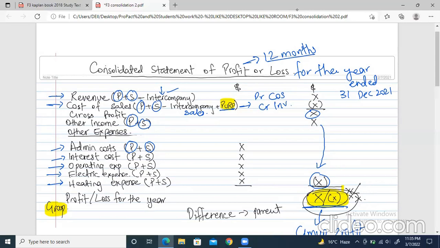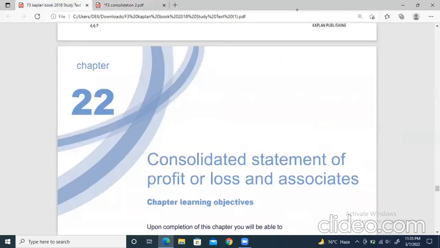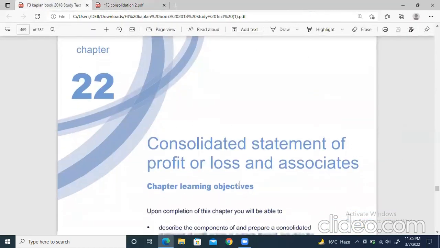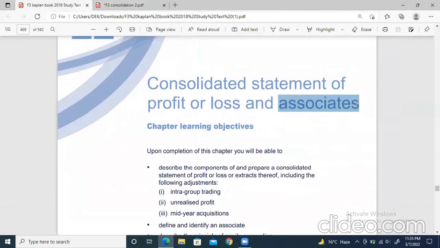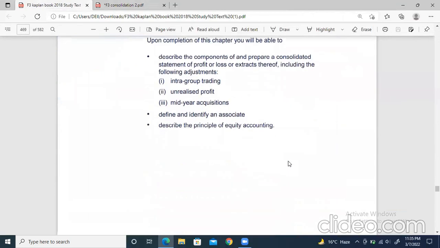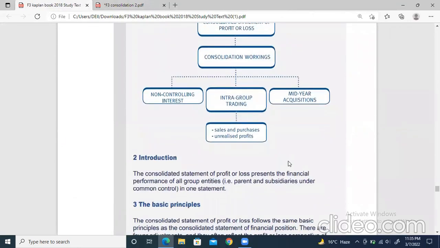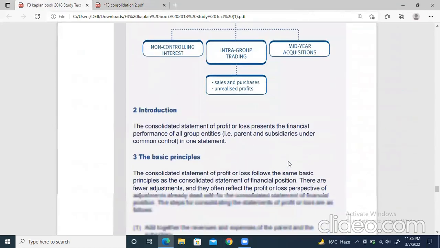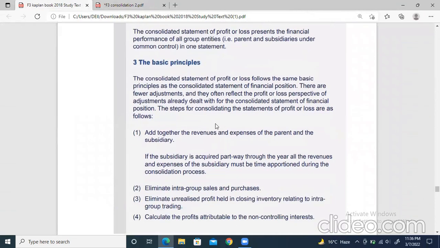Okay, right. So that's why the mid-year acquisition concept that we will study from the study text in just a while is more important towards this chapter, towards this profit or loss. Now let's move towards the study text, and this is chapter 22, profit or loss and associates. This has a small part of associates as well, so we'll study this as well. A lot of things are the same as the financial position. Like I told you, if you study financial position, you will be 80-90% clear, and this will just be a piece of cake for you to understand. Now let's read it from here because we have to cover these things as well. Now the basic principles, let's see this.